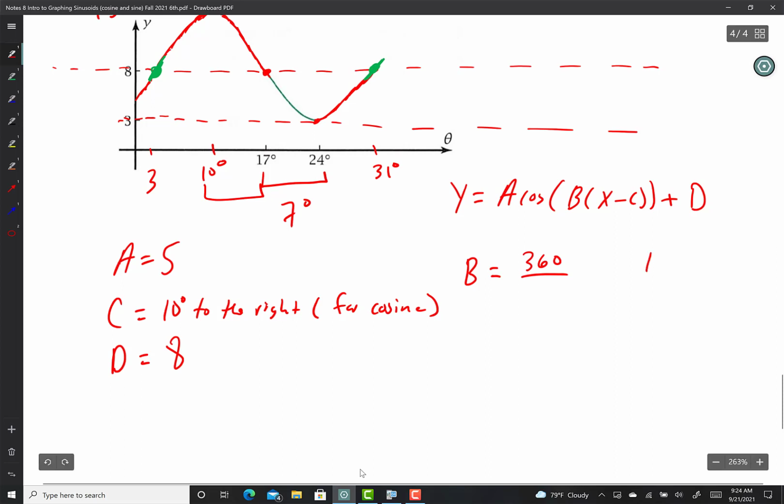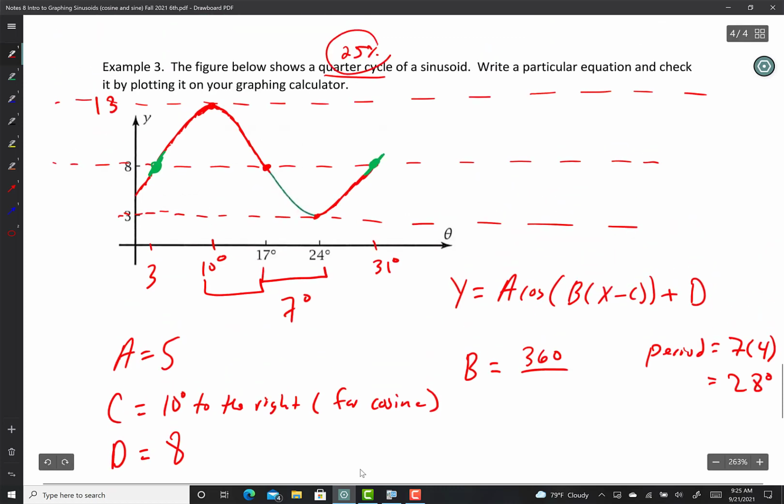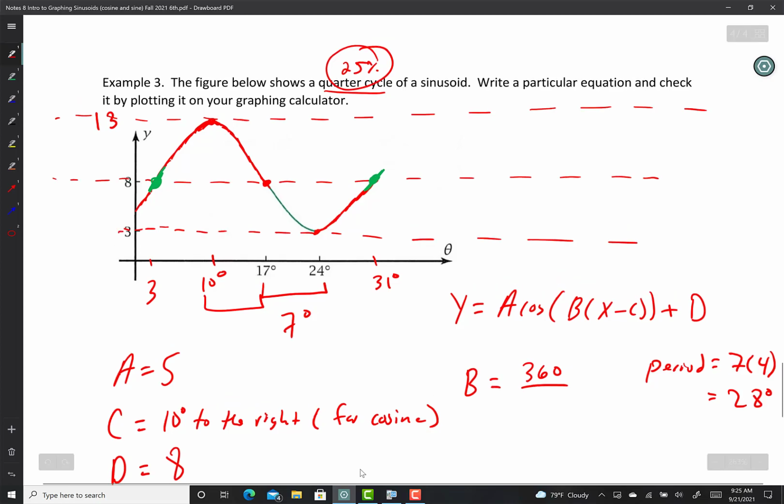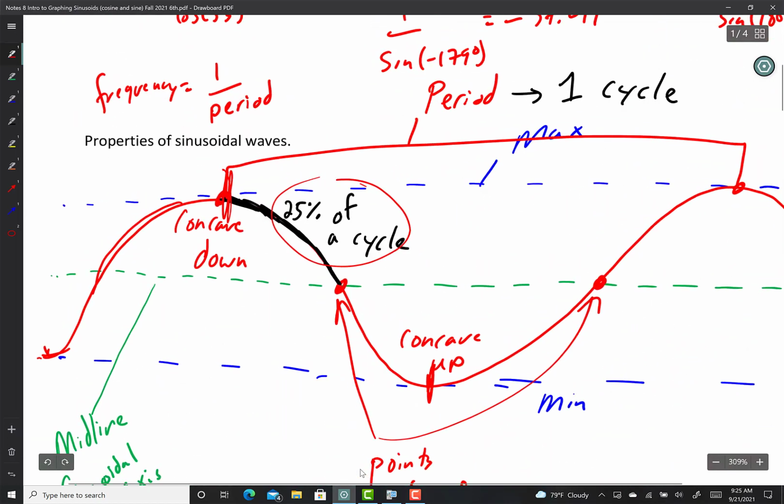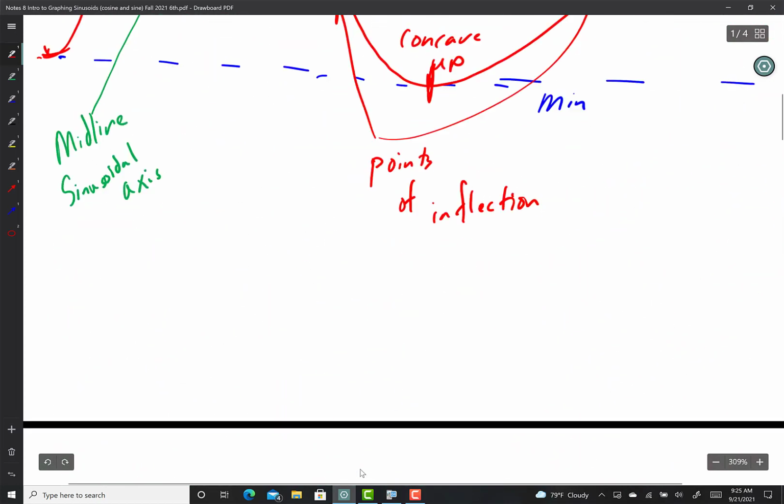So I'm going to come over here to the side. No, it's not 14 either. 7 times 4. Or you can say 3 and 31, the difference between that, right? 7 times 4 is 28. Do we know how we got 28? No. Okay. 7 degrees is my period for a quarter of a cycle. So 7 times 4 will give me the whole cycle, which is the period. One cycle is a period. Right? Do you know what I mean or no? See? The period, there's one cycle there. So one cycle is the period.